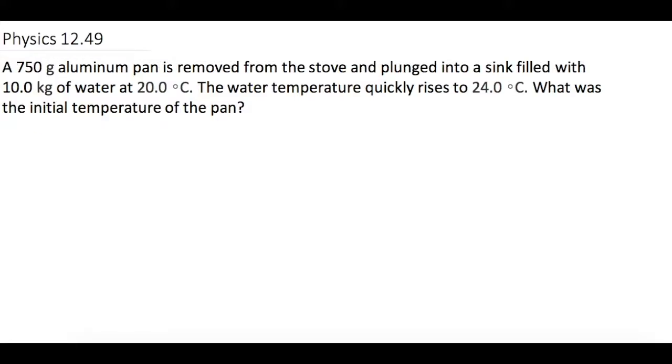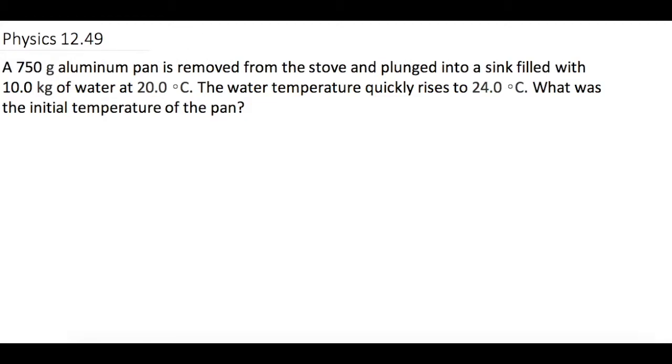A 750-gram aluminum pan is removed from the stove and plunged into a sink filled with 10 kilograms of water at 20 degrees Celsius. The water temperature quickly rises to 24 degrees Celsius. What was the initial temperature of the pan?